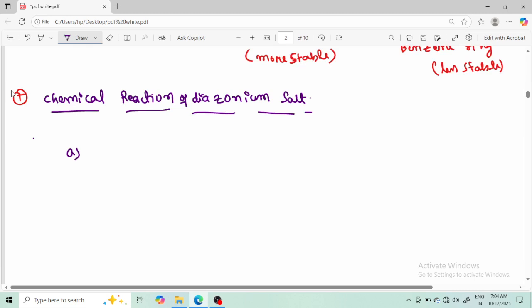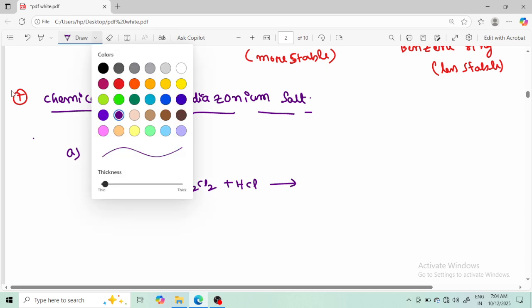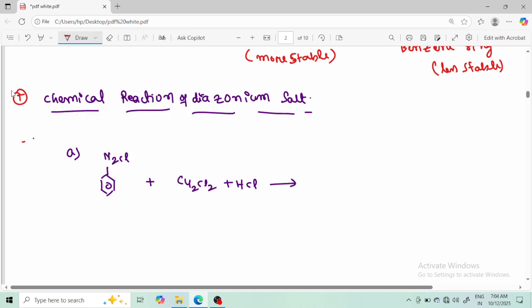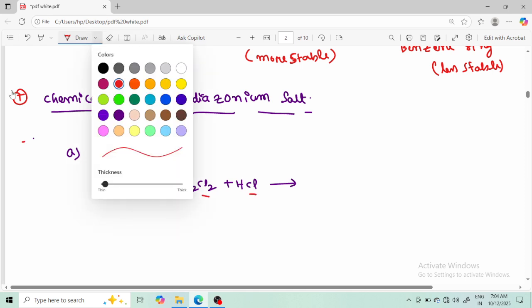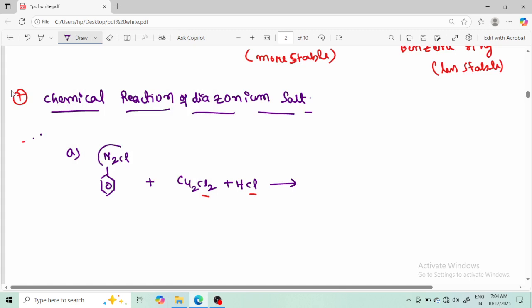So the first one is if it reacts with N2Cl. I will not be writing the expanded one, but they might give you the expanded form also. So Cu2Cl2 and HCl, let's say this is the reagent. Here you just have to remember what halogen they are using. They are using this Cl, yes or no. So you just have to replace this whole N2Cl with Cl, something like this. And some byproducts will be formed here, but we will not write that.